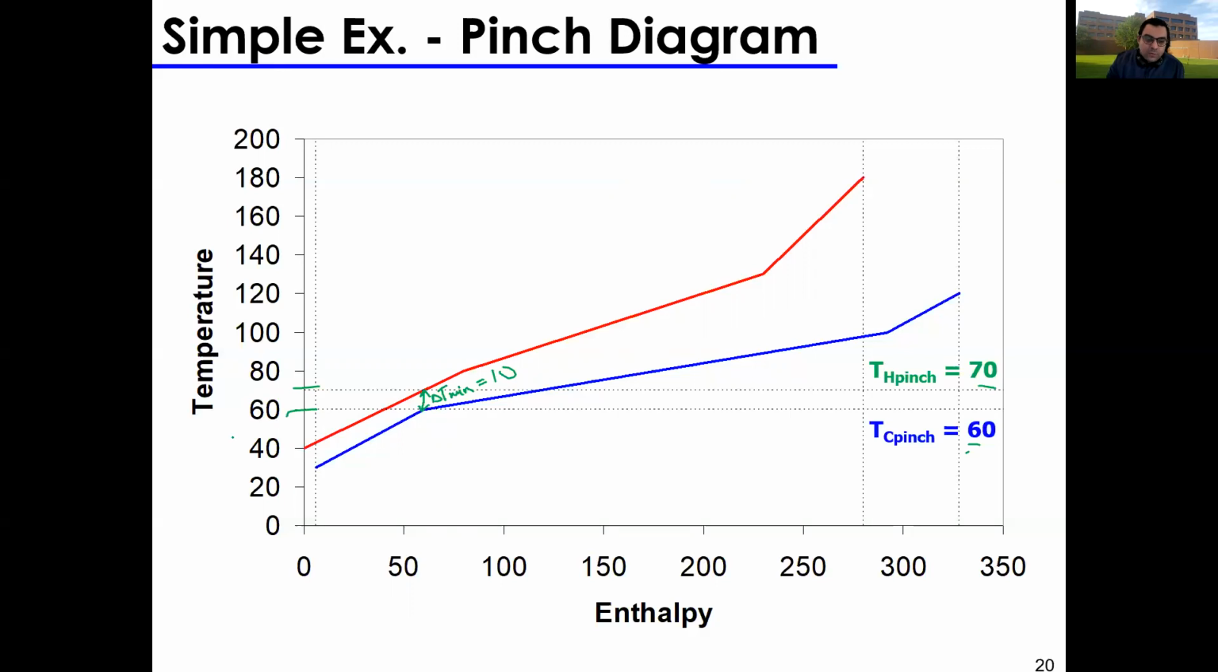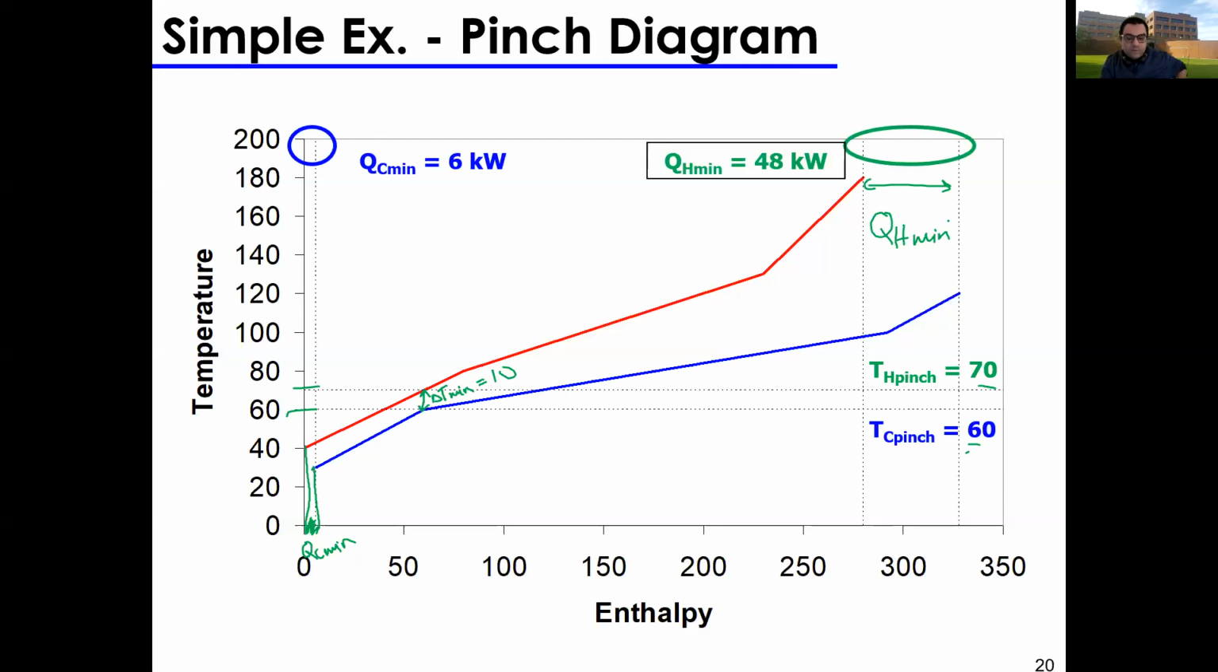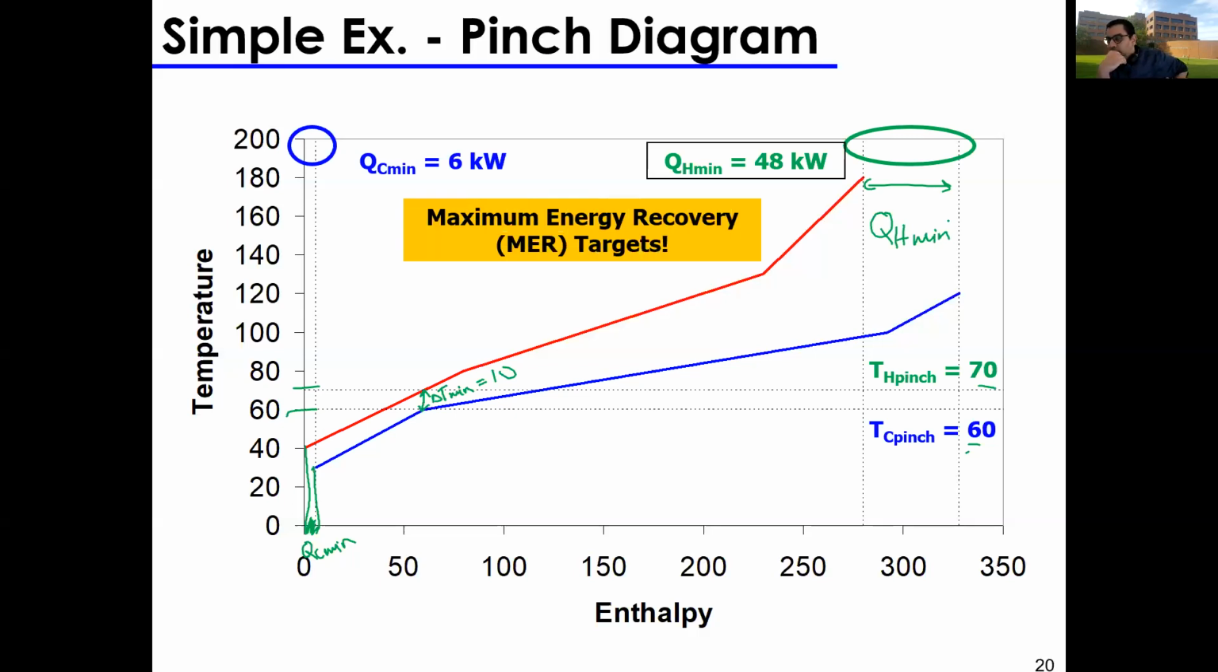And then you determine your minimum heating and minimum cooling utility. So we said the minimum cooling utility is just this distance right here. So this is your minimum cooling utility. And on the other side, the minimum heating utility is this distance right here. So in this example, the minimum cooling utility was 6, and the minimum heating utility was 48. And these are referred to as your maximum energy recovery targets, right?